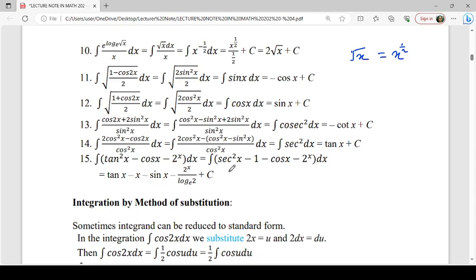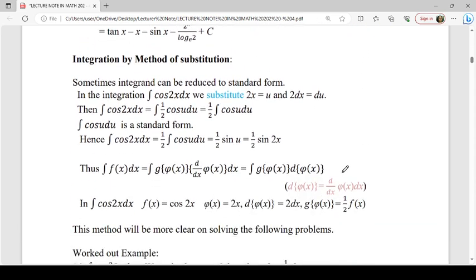For these values, you can use the results. Integration of sec square x is tan x, integration of 1 dx is x, integration of cos x is sin x, and this result is a to the power x. A to the power x, where a is 2 here, so it is 2 to the power x by log 2.